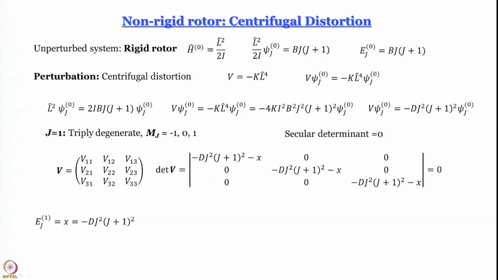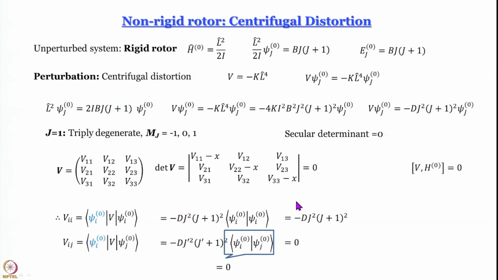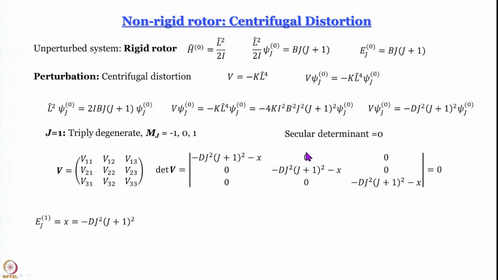So, now the secular determinant, I will just show you that once again. So, remember all these diagonal terms will become this minus d into j square into j plus 1 whole square minus x. All of the off-diagonal terms as we see here are going to become 0. So, this is the secular determinant, that is equal to 0, very simple, right. Take the determinant, this multiplied by this multiplied by this equal to 0. The expression that you get for x, which is the first order correction to energy, is minus d j square into j plus 1 whole square. It has 3 roots, but the 3 roots are identical, is not it?